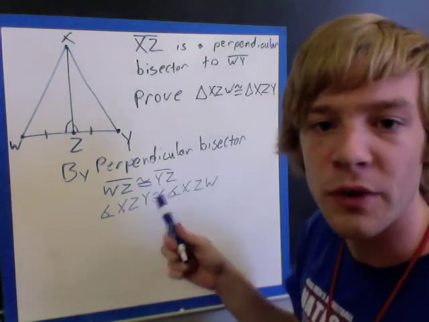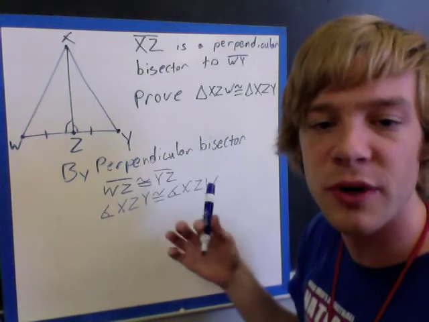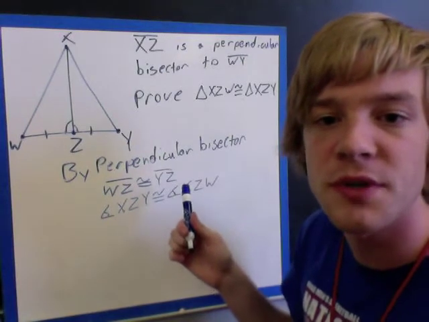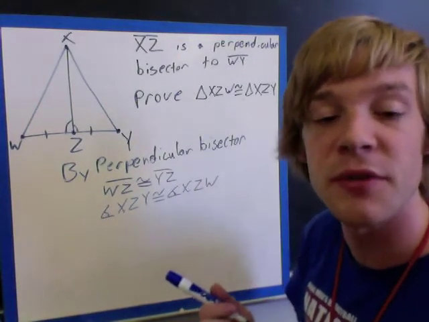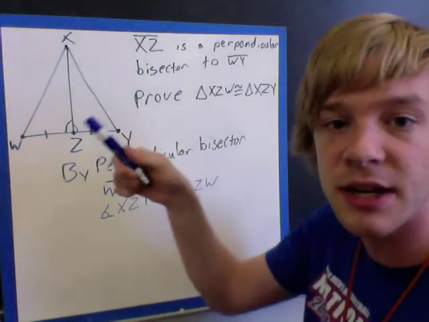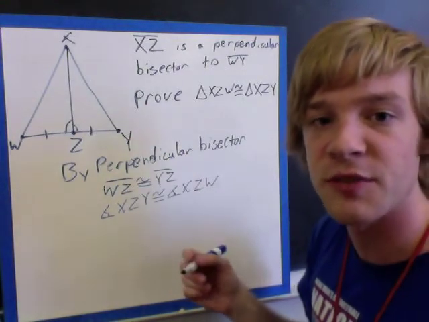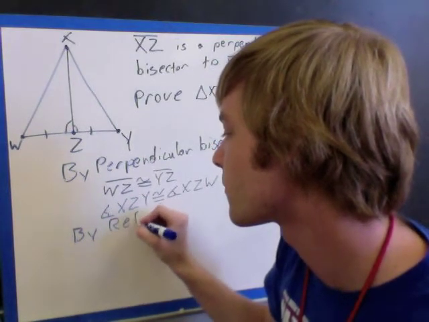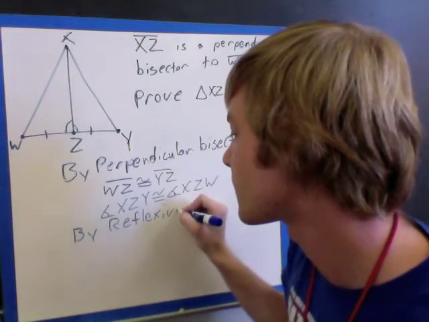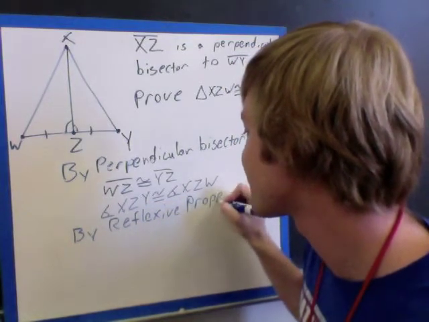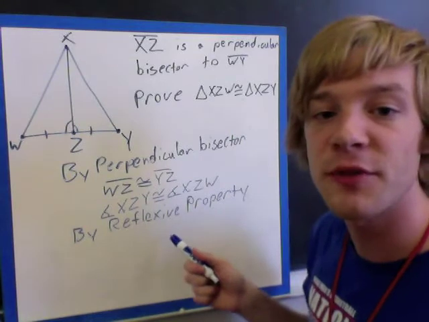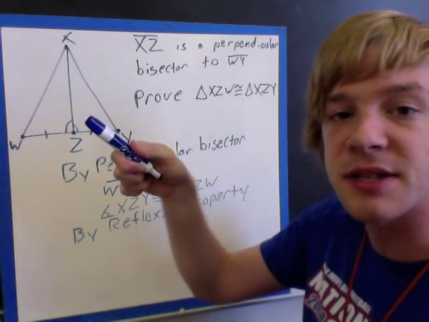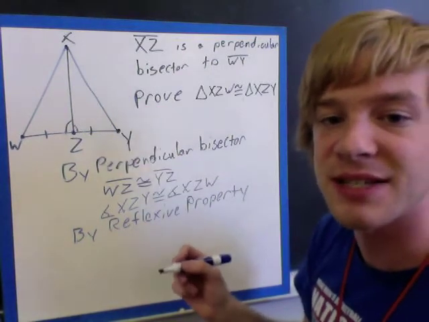Now, we're not quite done yet because we still need three pieces total of information in order to use one of our four major rules. Well, we've only got two right now, so we still have to find a third one. You should notice here we've got a shared side in the middle, so that means we're going to be using our reflexive property. So by the reflexive property, we know that this side in the center is the same thing as itself. So XZ is congruent to XZ.